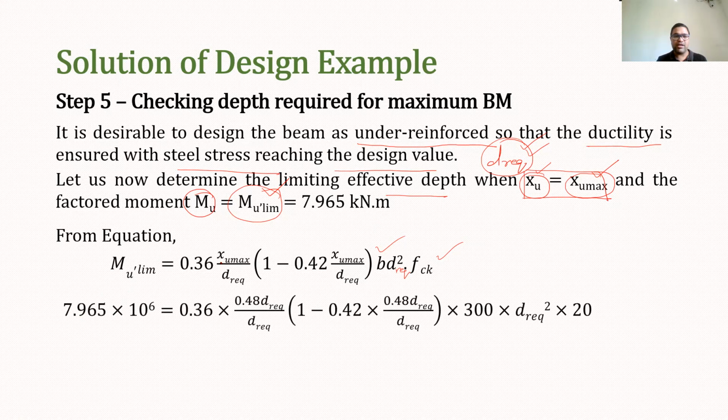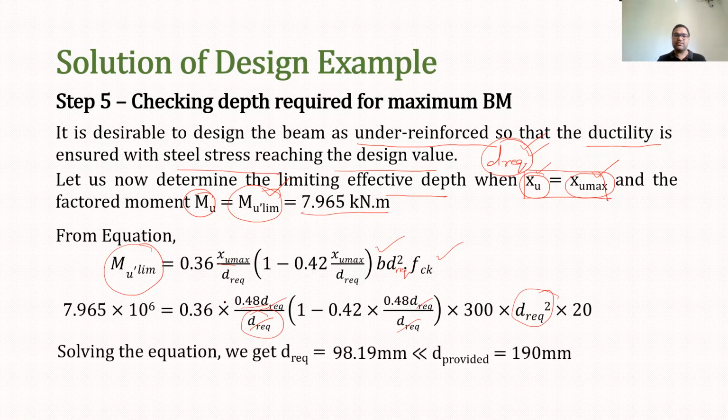So now in place of Xumax, I have provided the value 0.48D. So here this D required will cancel out this term, this D required will cancel out this term. So ultimately we will be left with this term. So now as we have equated Mu limiting with Mu, which we have already calculated in the previous step, which is 7.965. So now for this moment of resistance, what will be the D required? So now we will solve it, and by solving this equation, we get D required as 98.19 mm.